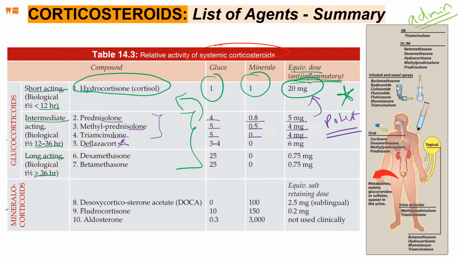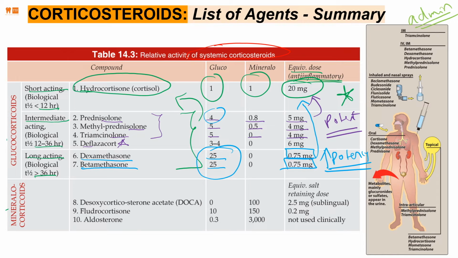Moving on to dexamethasone and betamethasone. These are big guns, okay? Long acting, with very strong glucocorticoid properties. 25 times hydrocortisone, unlike prednisolone, which is only 4 times. 25 times, guys. That's incredible. Therefore, a dose of just 0.75 milligrams of dexamethasone or betamethasone can give you the effect of 20 milligrams of cortisol. So these are the highest potency. We're just linking the dots here. Everything's on the table for us to know for our exams and our dental practice as well.